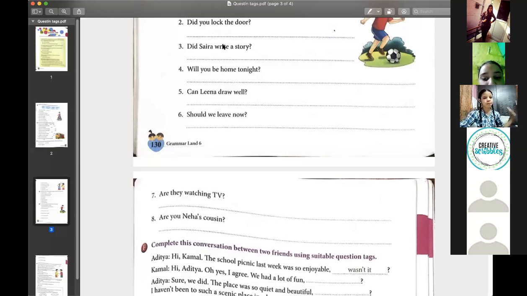We have been doing this until now. So it will change into the sentence: Saira wrote a story. This is the sentence, right? Yes, ma'am. Saira wrote a story, is there any helping verb in it? No, ma'am. No, so we will frame with do family, right? Yes, ma'am. And wrote is past tense, so didn't she.